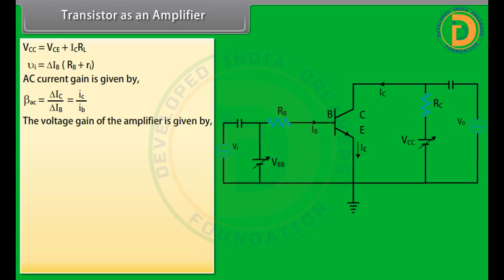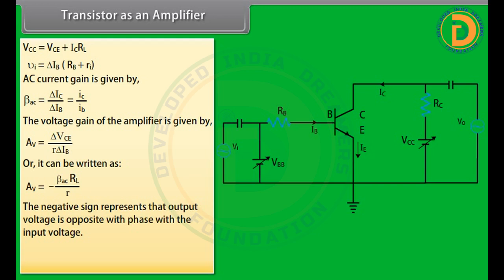The voltage gain of the amplifier is given by AV is equal to delta VCE upon Ri delta IB, or it can be written as AV is equal to minus beta AC RL upon Ri. The negative sign represents that the output voltage is opposite in phase with the input voltage. The power gain of the amplifier is given by AP is equal to the product of beta AC and AV.